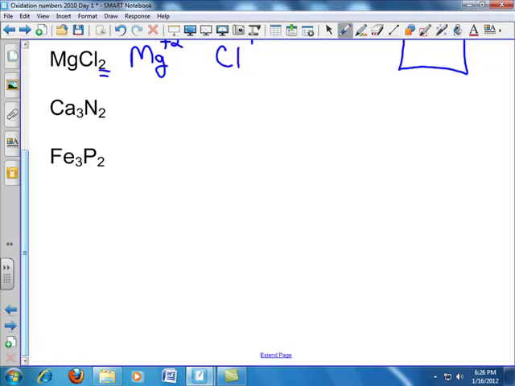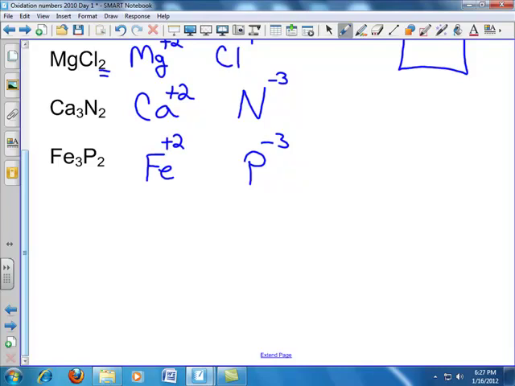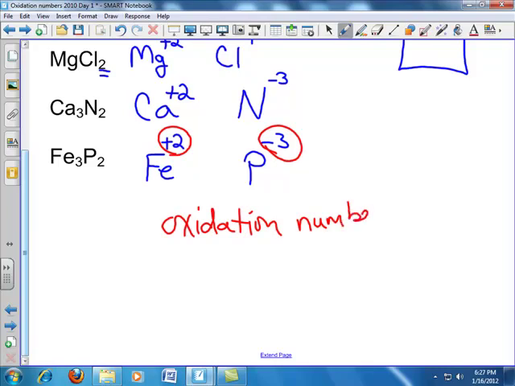Ca is a group 2 element, and nitrogen is a group 15 element. So Ca being a group 2, its charge must be +2. Nitrogen being a group 15, its charge is -3. And the last one, Fe and phosphorus. Fe in this case is a +2, phosphorus is a -3. And remember, these numbers are all called oxidation numbers, and all that means is charge. These numbers are the charge of the atoms.